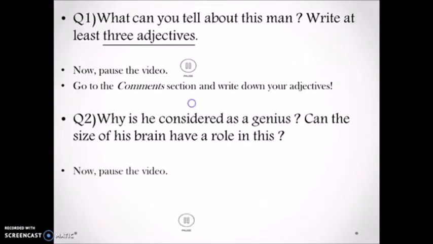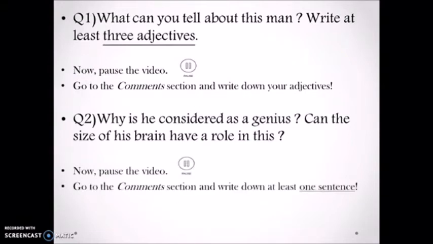Here's the second question. Why is he considered a genius? Can the size of his brain have a role in this? What is your opinion on that? What do you think? Now I want you to pause the video again and go to the comment section and write down at least 1 sentence. What do you think?